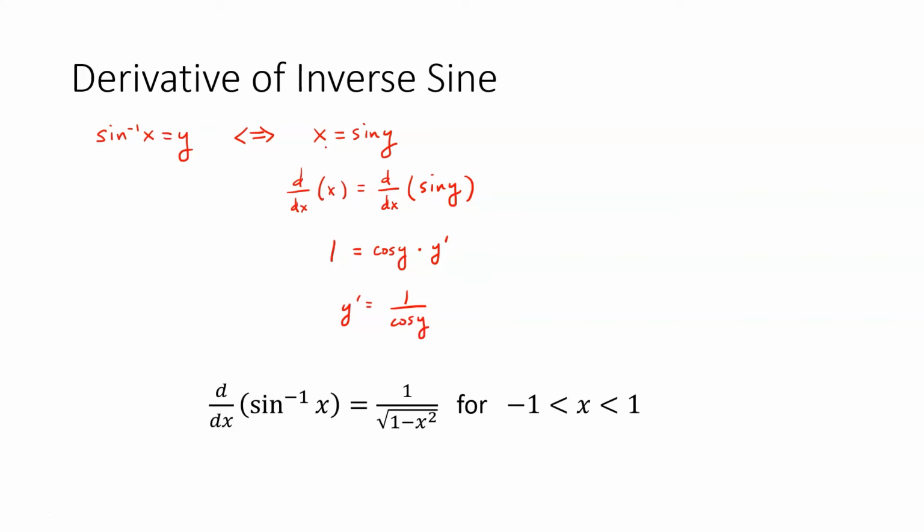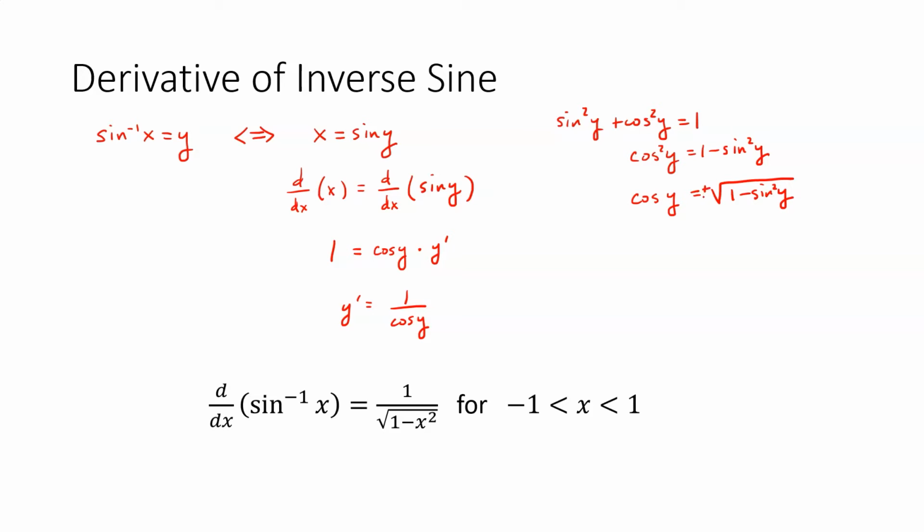And in order to get this back into the x variable, we want to think now, how can the cosine of y function be written in terms of the sine of y function, so that I can return to the x variable. So we can just remember a fundamental identity that sine squared y plus cosine squared y equals 1. If I isolate cosine in this equation, I can write cosine squared equals 1 minus sine squared. So cosine of y is equal to the square root of 1 minus sine squared y.